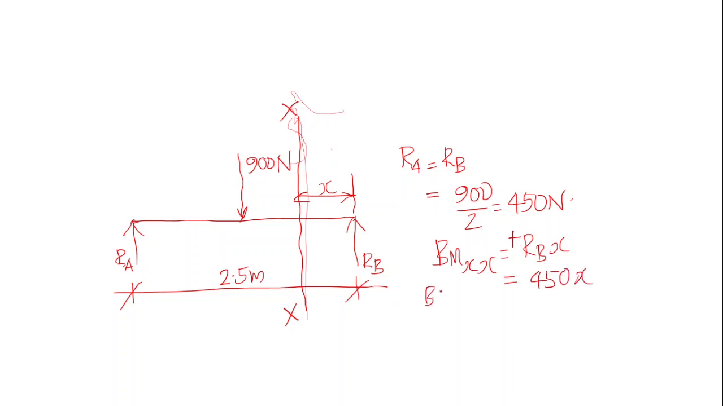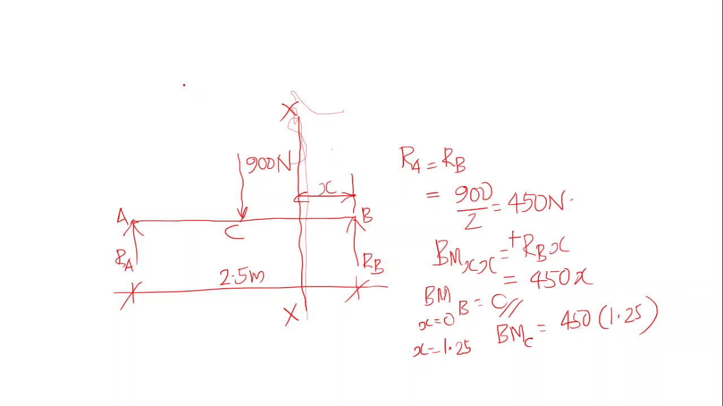Then the bending moment at B, if this point is B and this point is A. When x is equal to 0, the bending moment at x becomes the bending moment at B, that's equal to 450 into 0, which is 0. When x is equal to 1.25 meter, the bending moment at x is equal to the bending moment at C, the middle of the span. Bending moment at C is equal to 450 into 1.25.